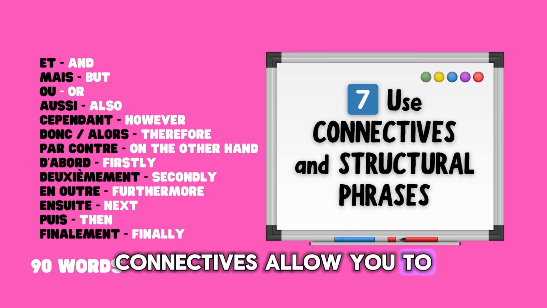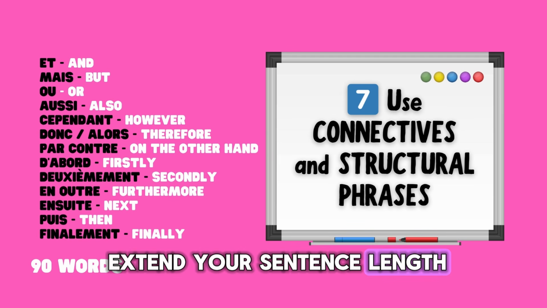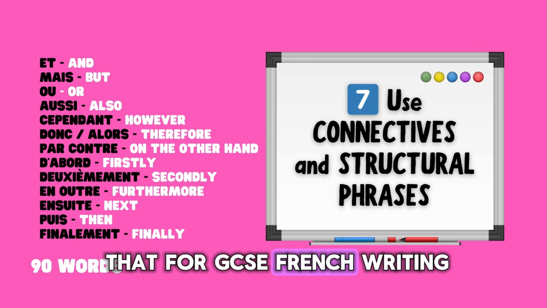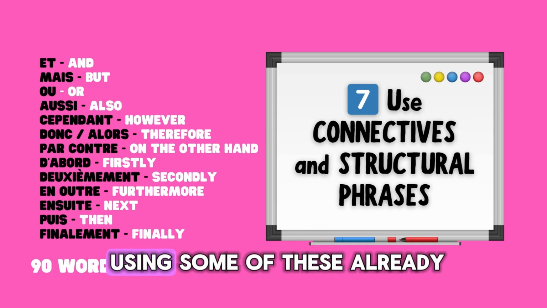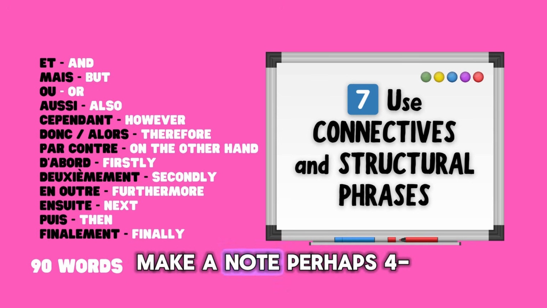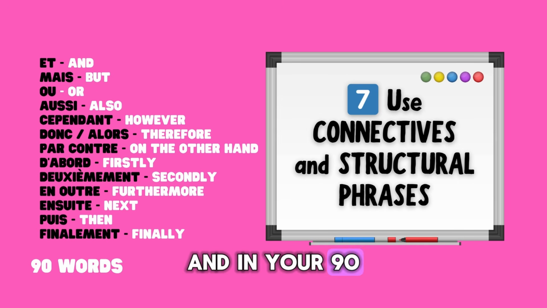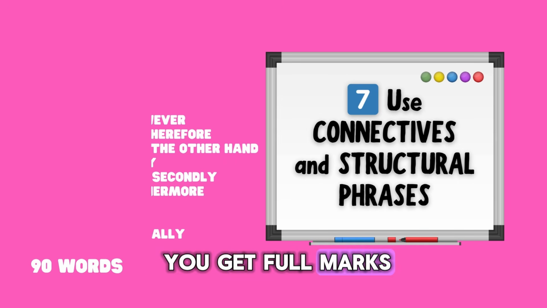Connectives allow you to extend your sentence length to create complex sentences, and they really like that for GCSE French writing. So if you aren't using some of these already, make a note, perhaps 4 or 5, and try to incorporate them in your plan and in your 90 word writing to help you get full marks.